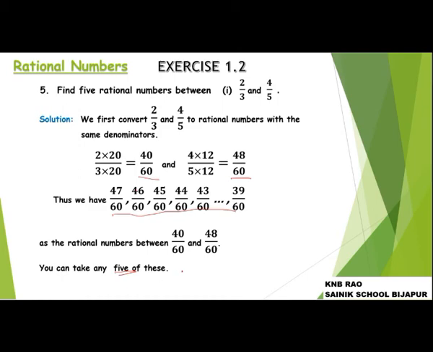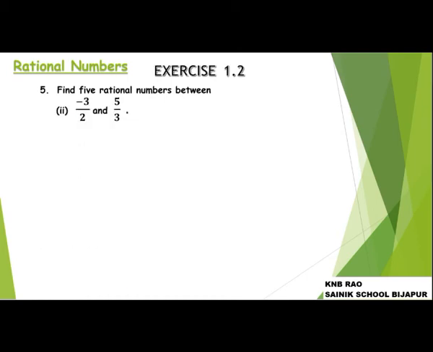Next question is, find 5 rational numbers between minus 3 by 2 and 5 by 3. Here again we will take the LCM of 2 and 3, which is 6, but we prefer taking a multiple of that LCM.